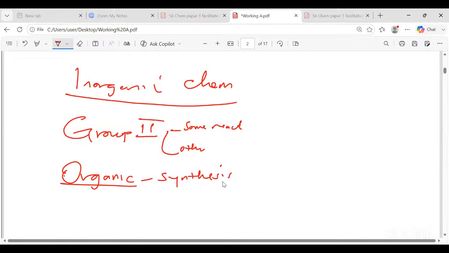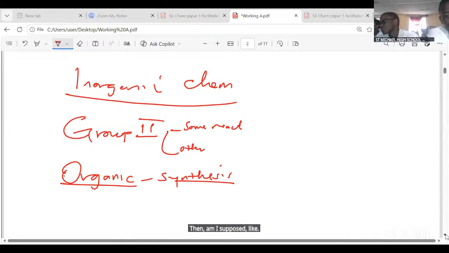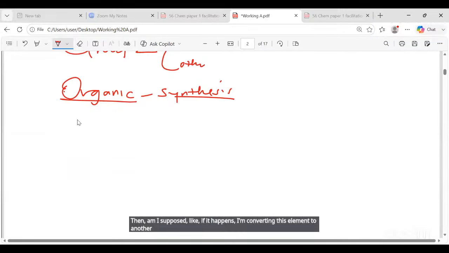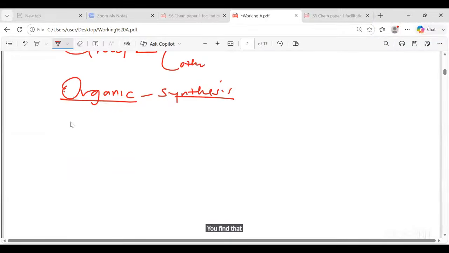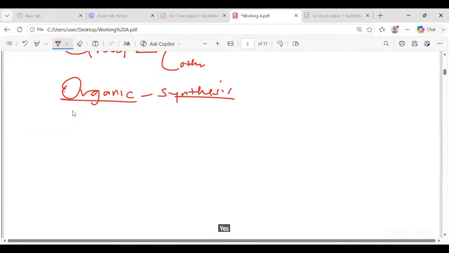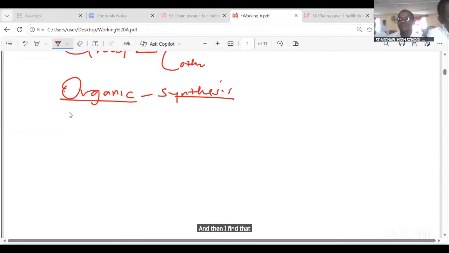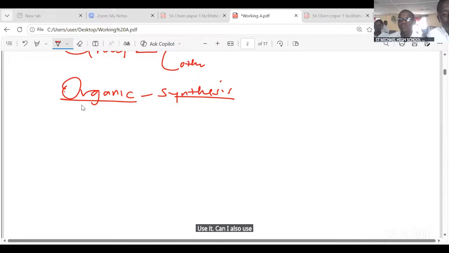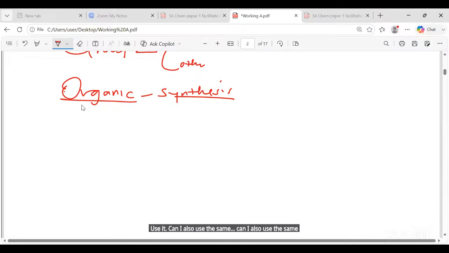Then am I supposed, if it happens, I'm converting this element to another. You find that in the first step I have used sodium hydroxide. Yes. And then I find that in the next steps, there is somewhere where sodium hydroxide can be used. Can I also use the same? Hey, don't worry, use it.